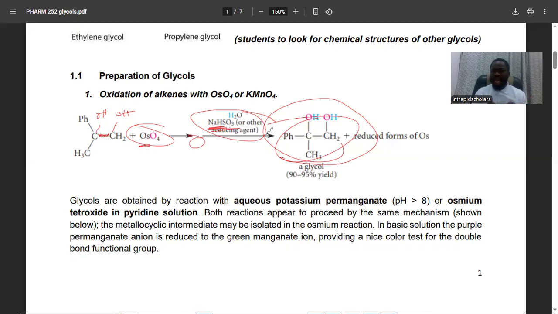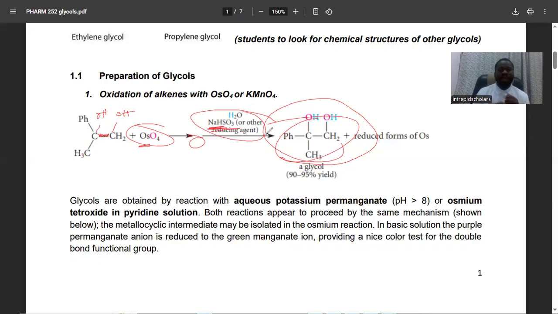Now, osmium tetraoxide, the advantage is that it gives you a higher yield because essentially it is a weak oxidizing agent. So you get a higher yield in pyridine. The downside is that it is toxic. Osmium tetraoxide is a toxic reagent, which poses a serious health risk to the one performing the experiment should serious protocols not be maintained.